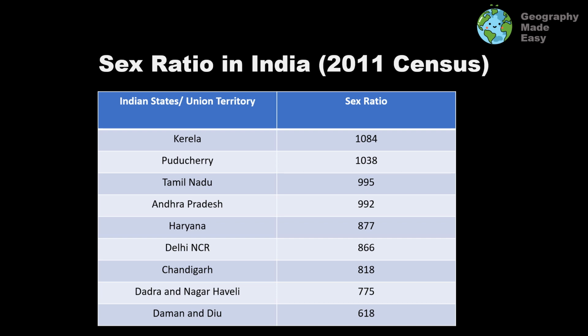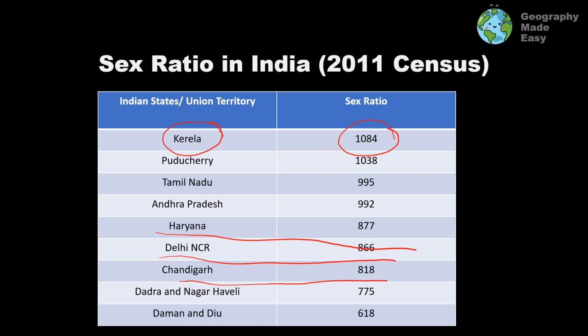So, according to the 2011 census, this is some of the sex ratio. The state of Kerala has the highest sex ratio of 1084, followed by Pondicherry, Tamil Nadu, Andhra Pradesh. South is better. Some of the lowest sex ratios are in Haryana as a state, Delhi NCR, Chandigarh, and the Union Territories of Dadra and Nagar Haveli, Daman and Diu. Now, reasons I will discuss here.